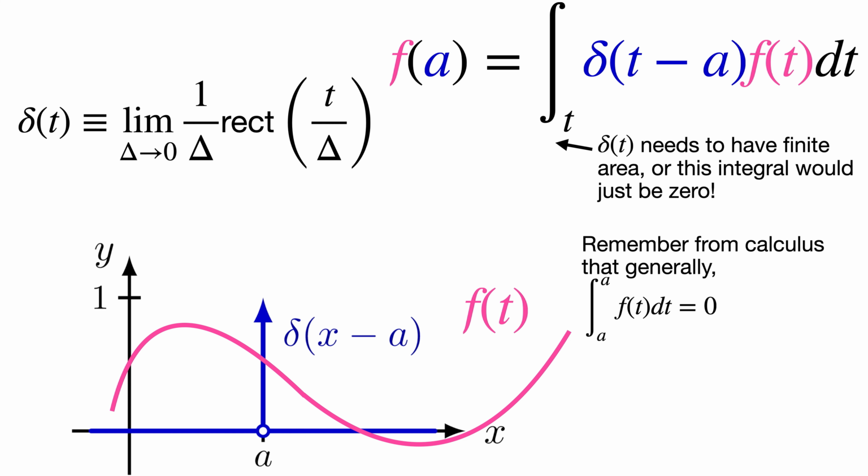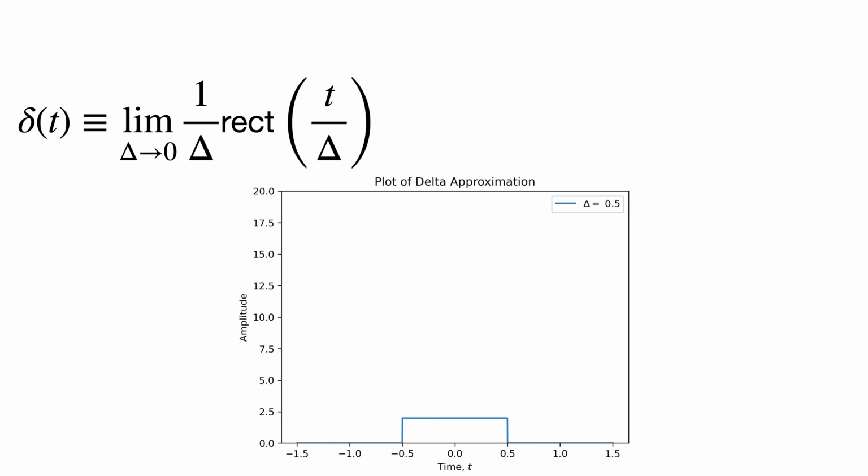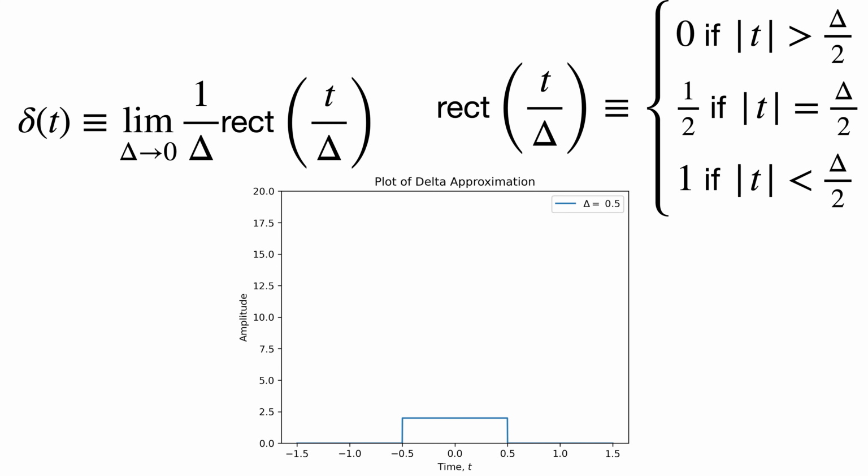So we basically integrated out the time variable that it's depending on and introduced a new variable. And that'll be really useful here in a second. So here's what the impulse function looks like for different values of delta as we take the limit as delta goes to 0. And this is how the rectangle function is defined. It's basically a box.